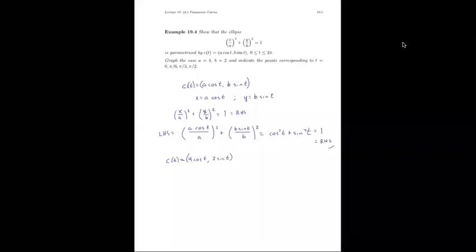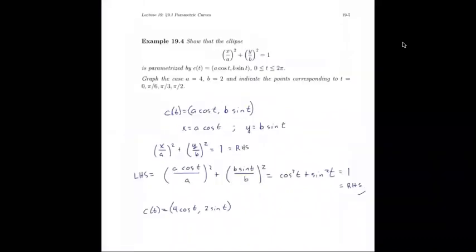So to complete section 9.1, parametric curves, we have just a few more examples to go through. This next one asks us to show that the ellipse x squared over a squared plus y squared over b squared equals 1 is parametrized by the curve c of t equals a cosine t, b sine t, for values of t between 0 and 2 pi.